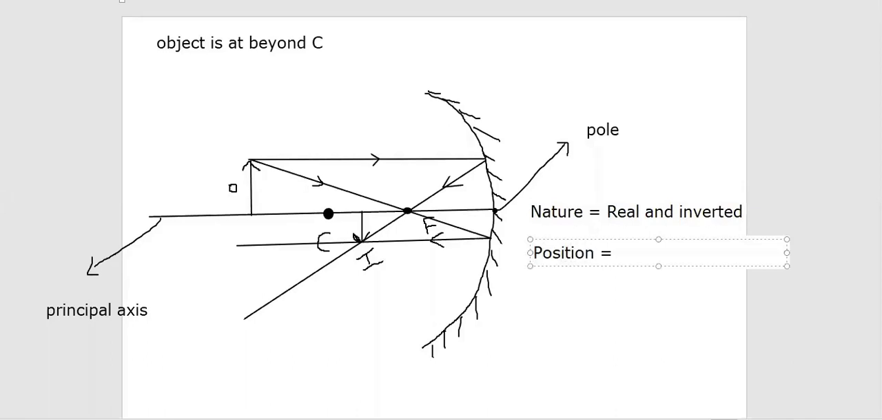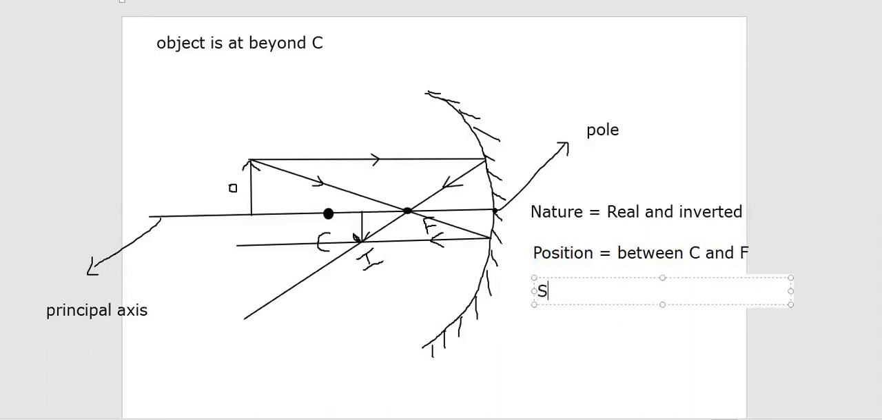Okay. Position of the image. What is the position of the image? Position of the image is between C and F. Remember this one. Okay, position of the image is between center of curvature and focus.